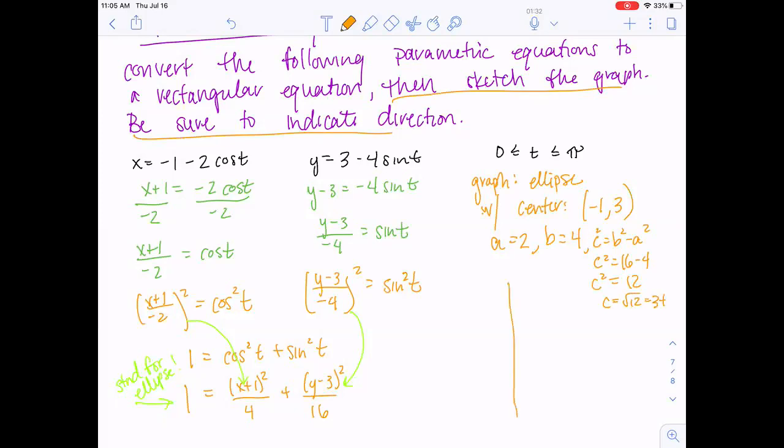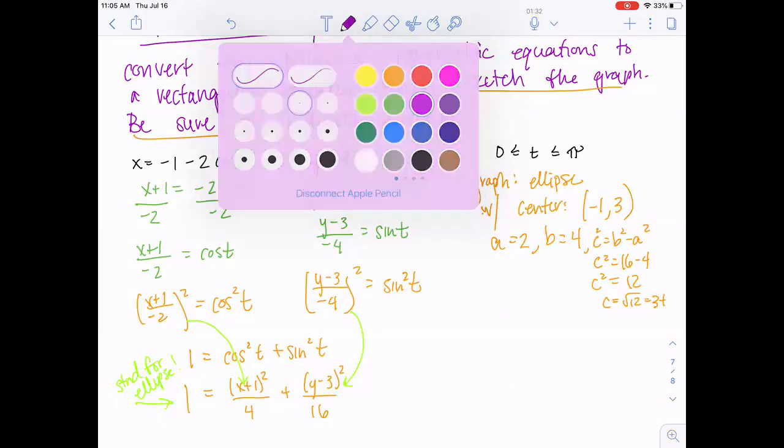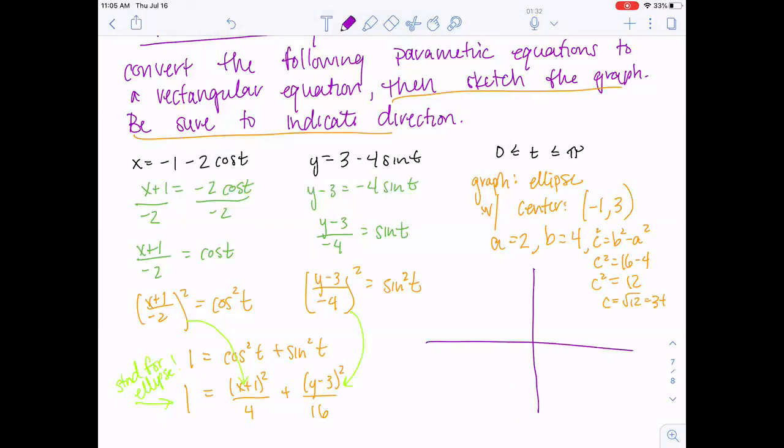Let me do this in a different color. What we want to do then is sketch the graph. We are going to sketch the rectangular graph with dotted lines, a dashed ellipse. The center is (-1, 3). A is 2, and b is 4: 1, 2, 3, 4. So connect that, but with dotted lines. And then we're going to put the foci on there, 3 and change away.